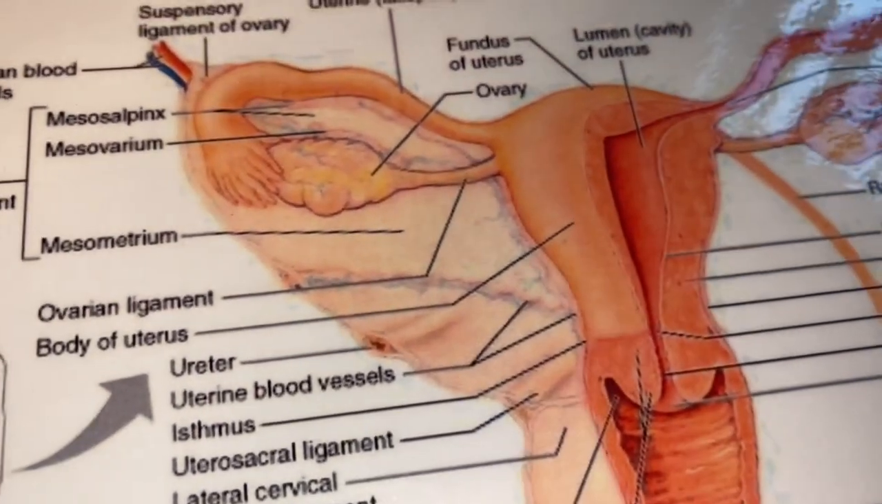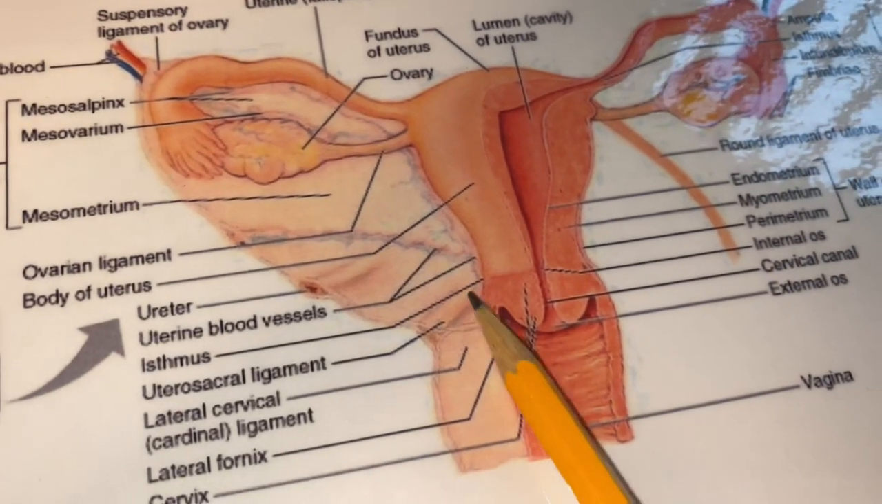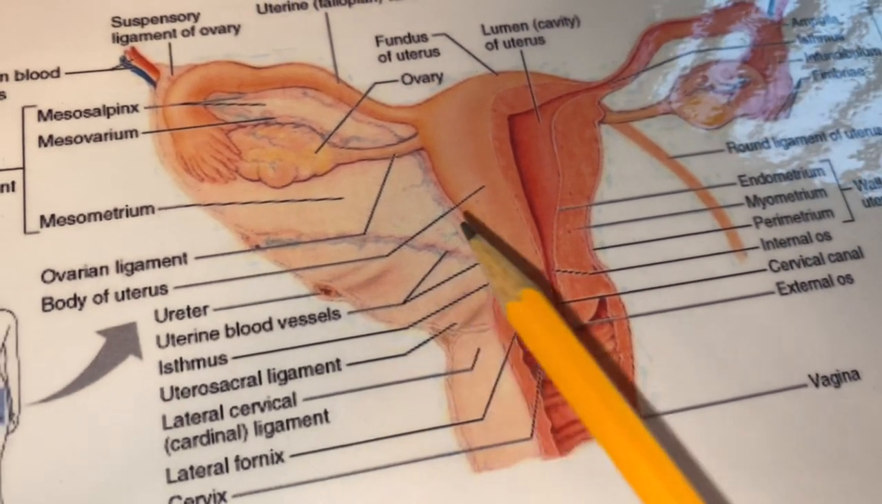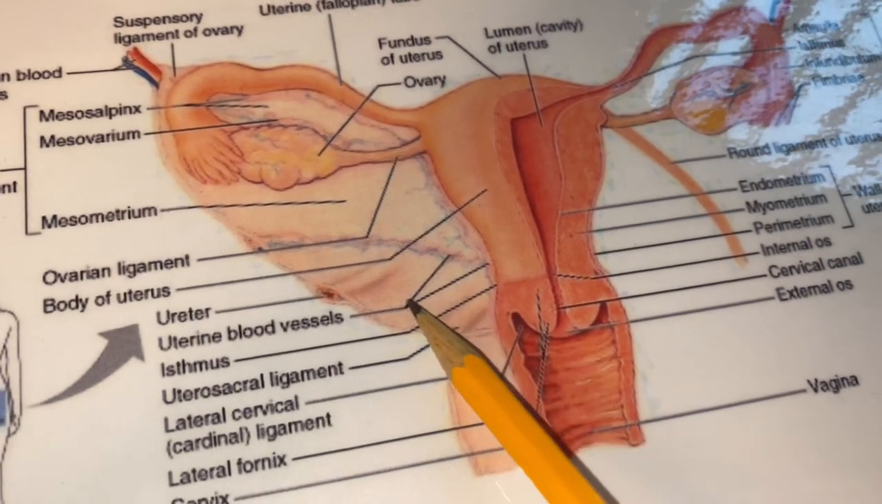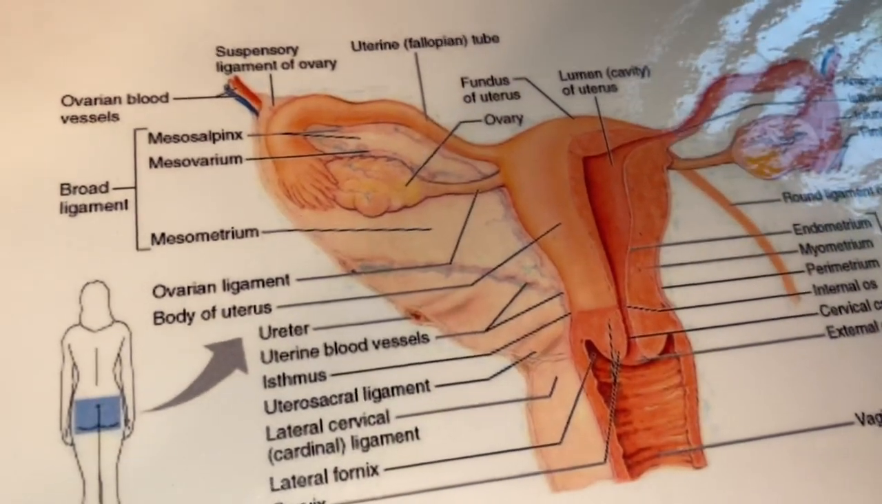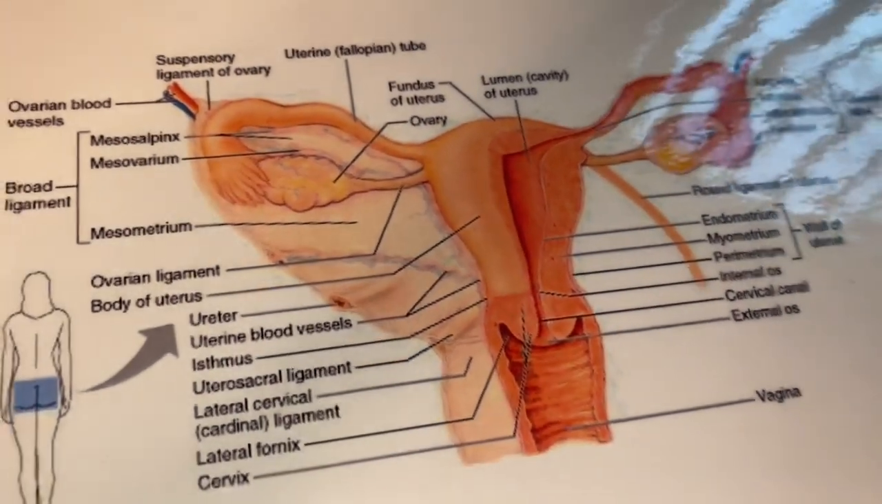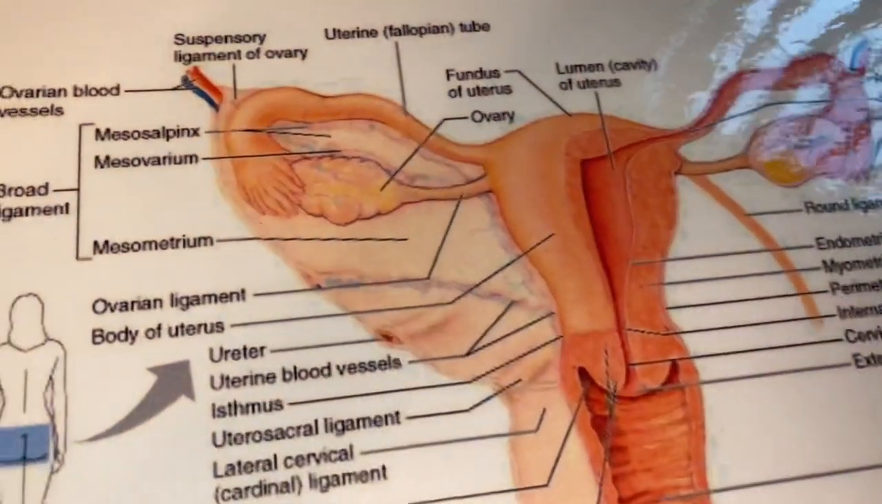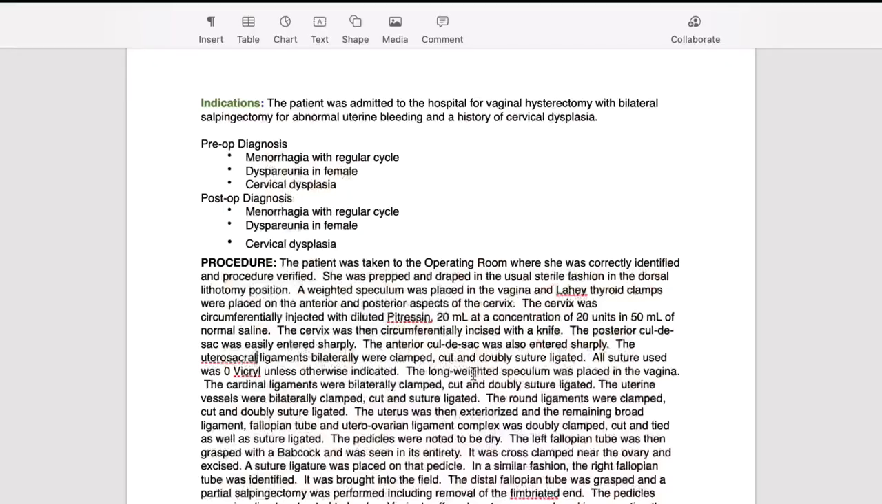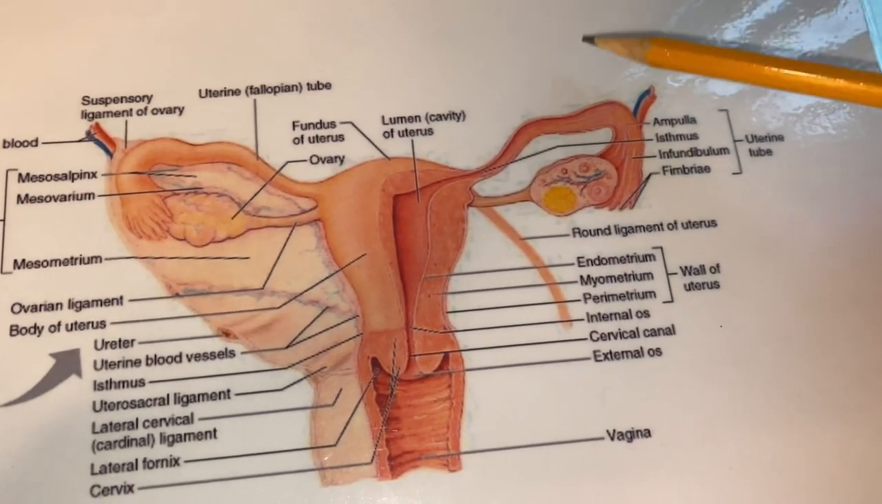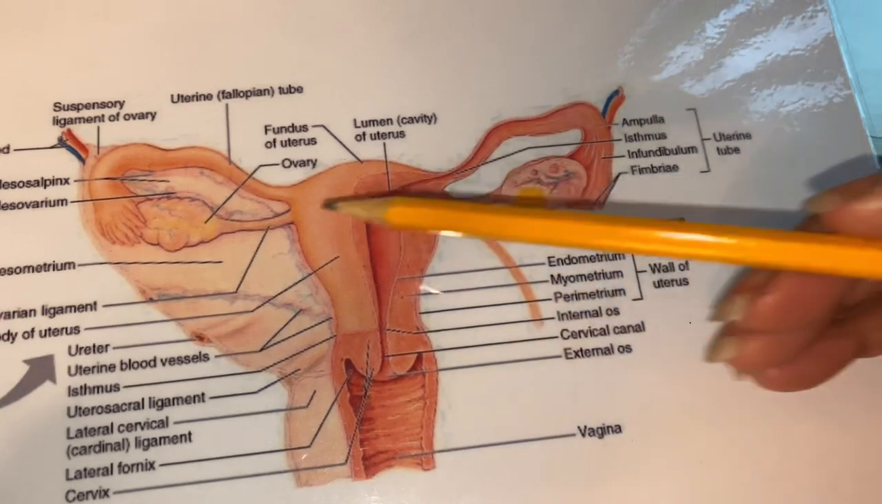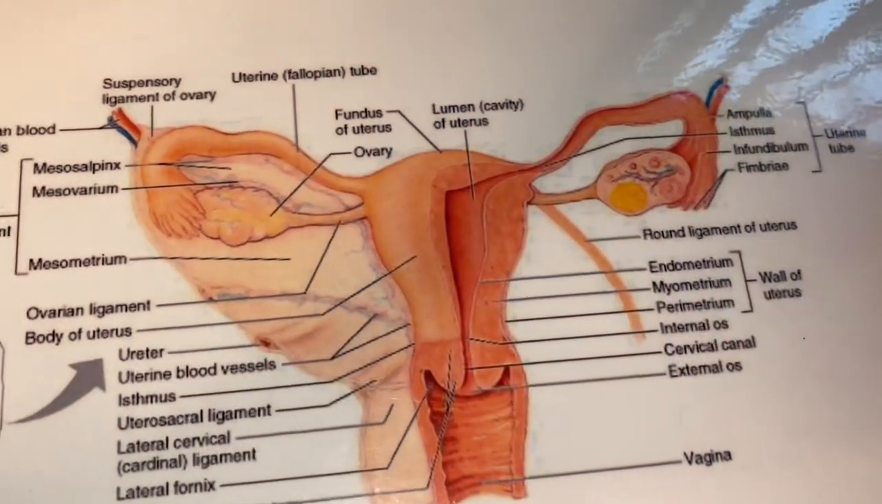And as I would read, I would just pay attention to the areas that they're cutting, or the ligaments that they're cutting. And as I do this over and over again, I no longer have to use this diagram. But I did want to show you guys, just so you have a visual as we were reading. And then after the cardinal and the uterine vessels, we have the round ligaments were clamped, and you'll see the round is here. So these ligaments that come out, those were cut.